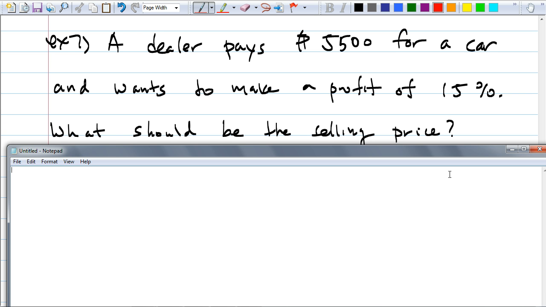Now you could let your X be the selling price of the car. If you do it that way, it could be a little bit hard. So what you could do is let X be what? Yes, let X be 15% off 5,500. If you do that, then what should your selling price be? Let's say that you figure out whatever 15% of 5,500 was. What do you have to do with that money? What is going to be your selling price, in other words?